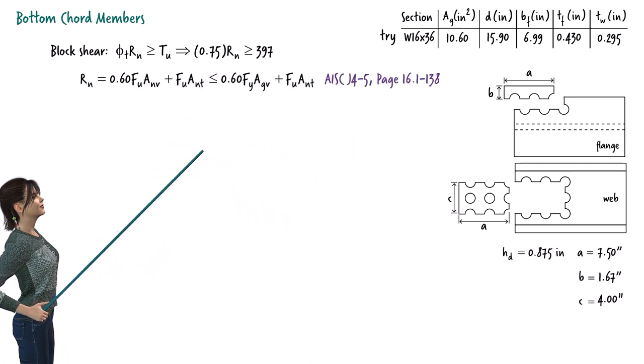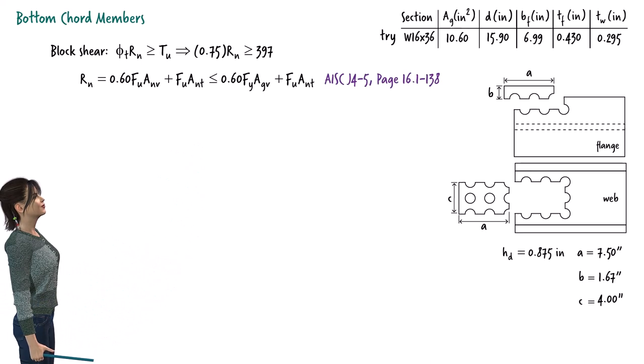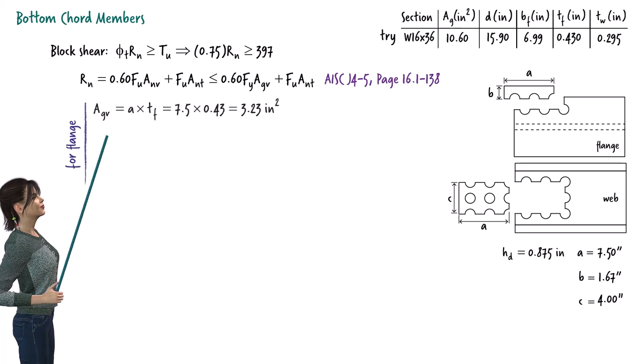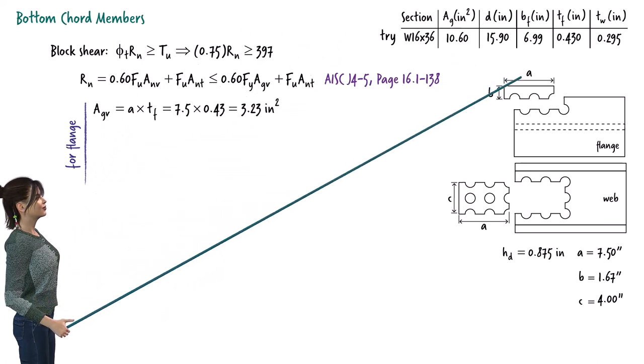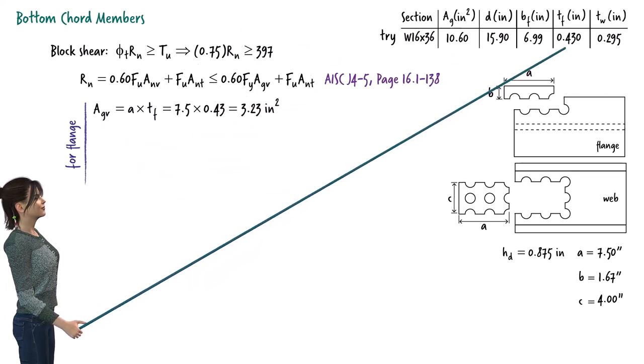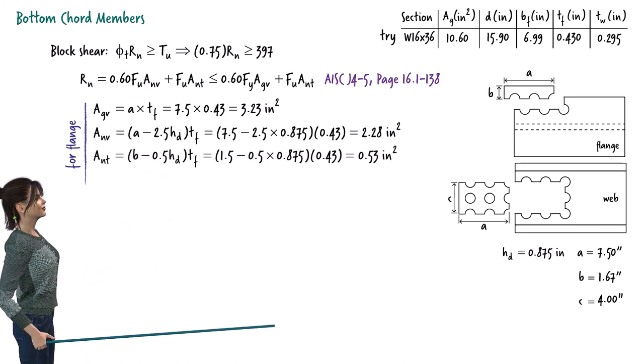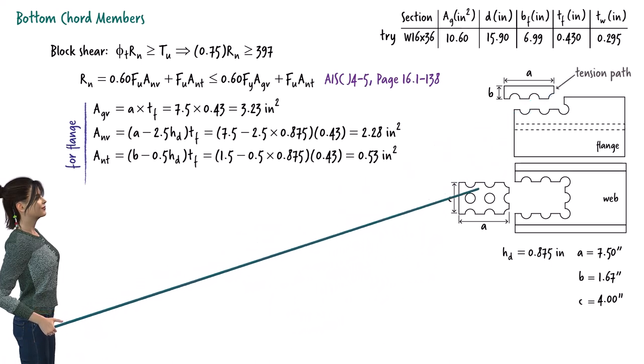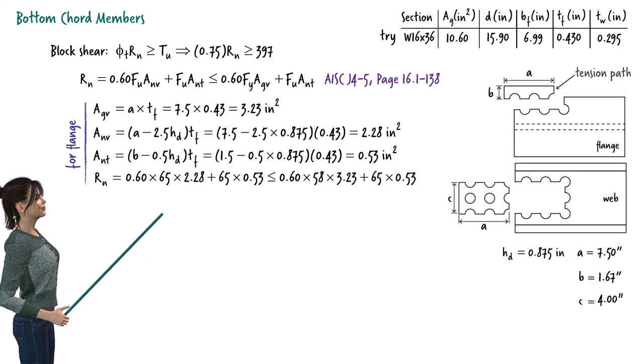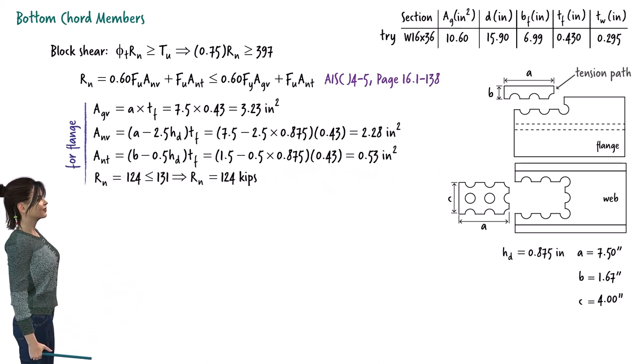Using this equation, we can determine the strength of each flange corner and the web against block shear failure. For the flange corner, we can identify 3 areas. Gross shear area: this area equals distance A times the thickness of the flange. Net shear area: this is the same as the gross shear area minus the area due to the holes along the shear path. And net tension area, which is the area of the flange plate along this path. Using these values, we can determine the nominal block shear strength for each corner of the flange. This expression simplifies to the following. So, the block shear strength for each flange corner is 124 kips.